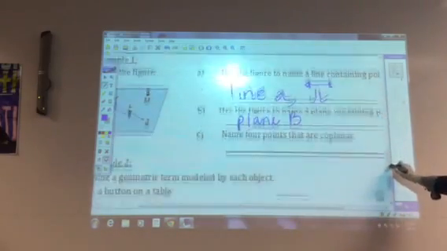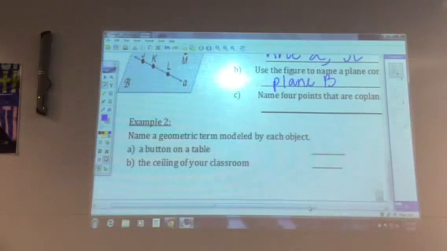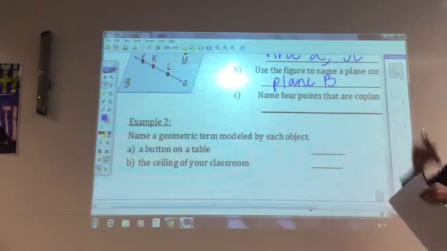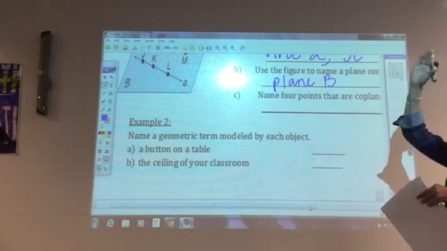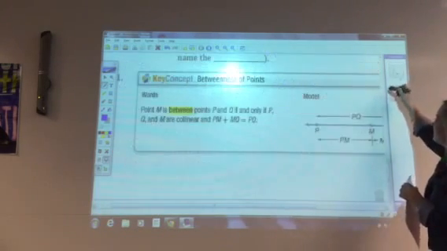All right, the next thing is asking us to describe which geometric term is modeled by each object. So a button on a table would obviously be describing a point. The ceiling in your classroom, if we look at the tiles, then each tile would represent a plane. All right, let's move on.